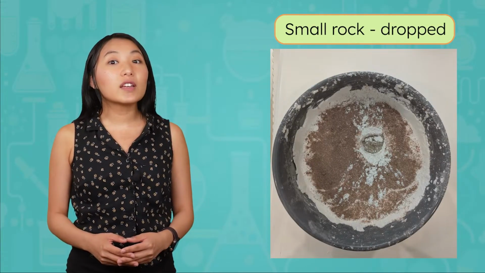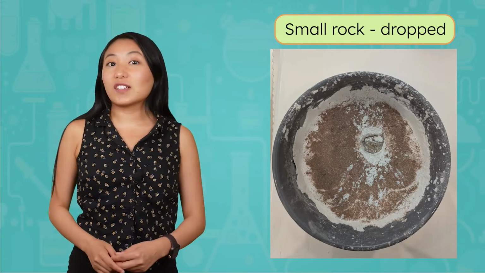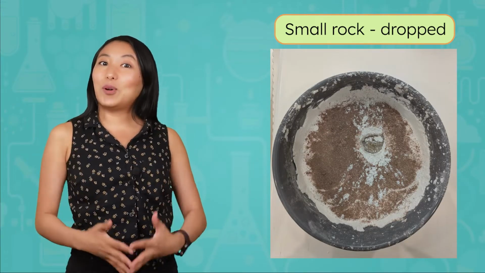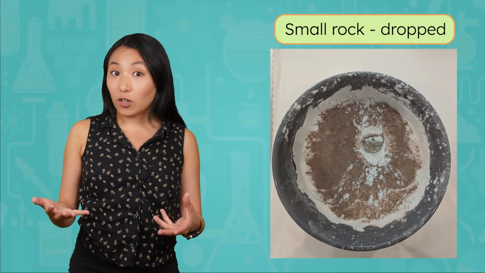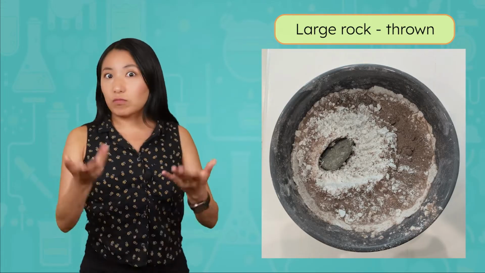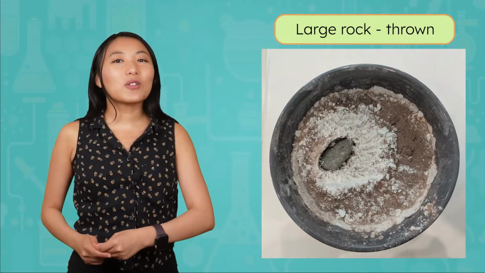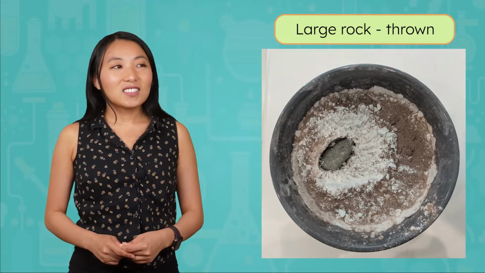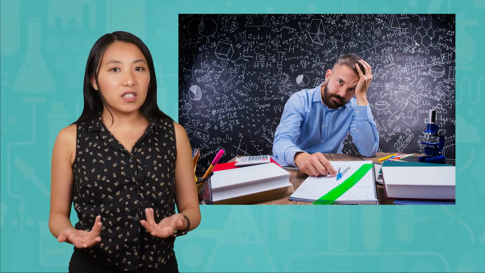When I did my version of this experiment all those years ago, I dropped a small rock into a bowl of flour, then threw a large rock as hard as I could into that same bowl of flour. I was pretty sure the larger rock would make a bigger crater, and I wanted to make sure it had enough speed to do just that. Sure enough, it worked. I concluded that larger rocks cause bigger craters than smaller rocks. Unfortunately, my teacher wasn't impressed and said my results weren't valid.